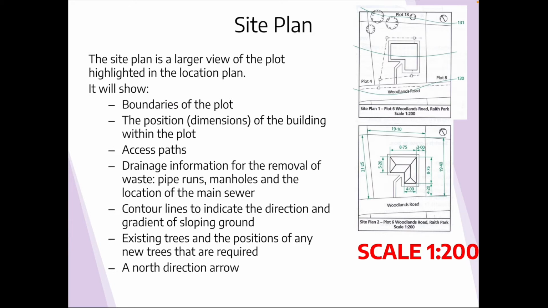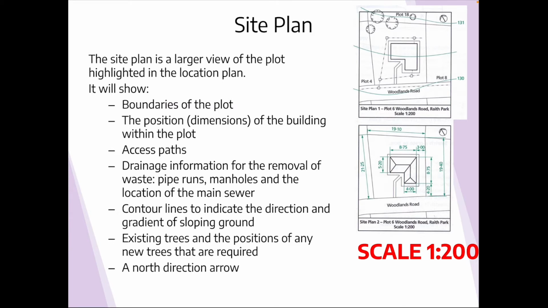In some cases it might show the position or the dimensions of the building as well as the dimensions of the plot. It will show you things like access paths, and it might even show you drainage information, so waste pipes and manholes, and that's the long dash, short dash lines that go around the property in the top image. And the little squares refer to little drain access points or manhole covers.